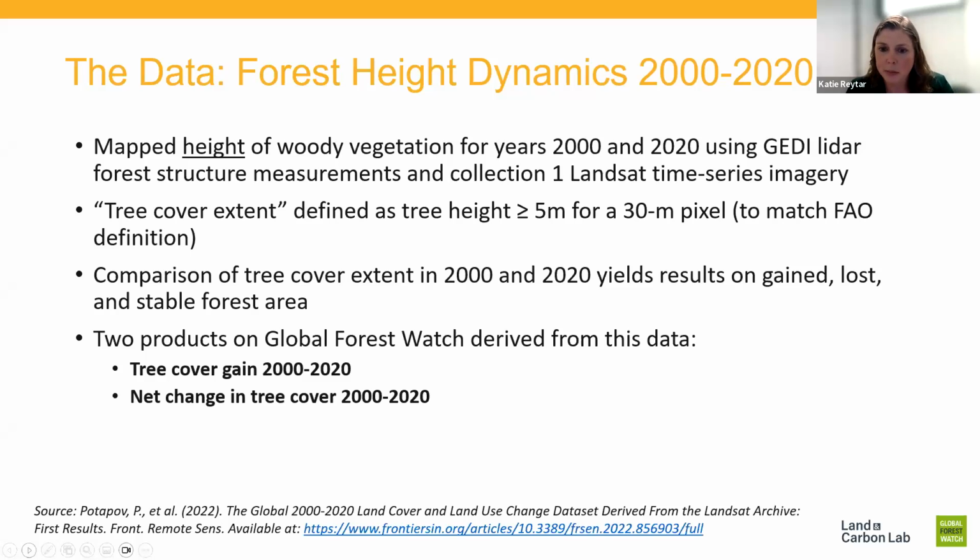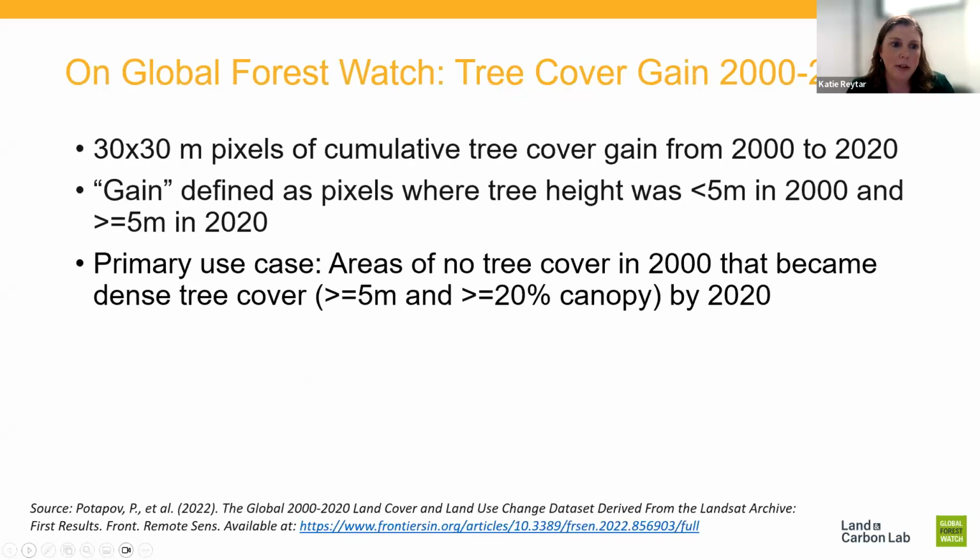And next slide, please. I'll start by diving into the gain data layer in a bit more detail. So it represents 30 by 30 meter pixels of cumulative gain. And gain is defined as pixels where tree height was less than 5 meters in 2000, then grew to 5 meters or greater in 2020. And the primary use case for this data are areas of no tree cover in 2000 that became dense tree cover and a height of above or equal to 5 meters by 2020. Next slide, please.